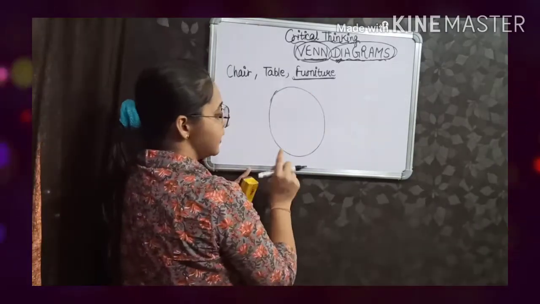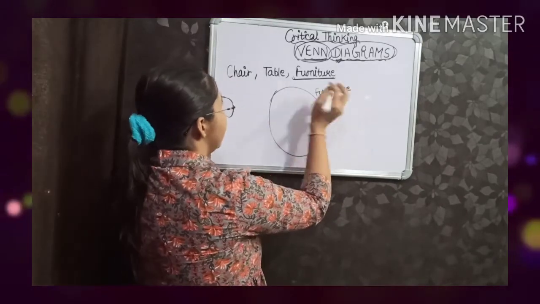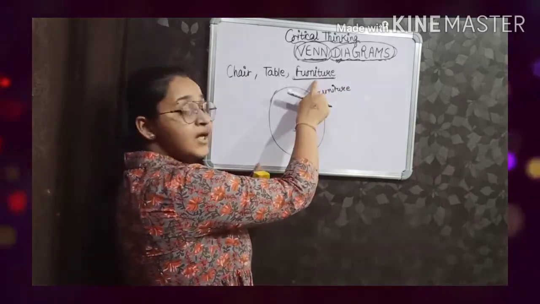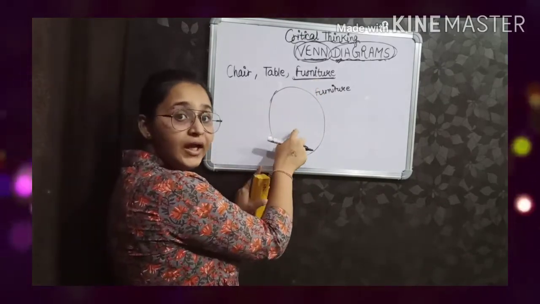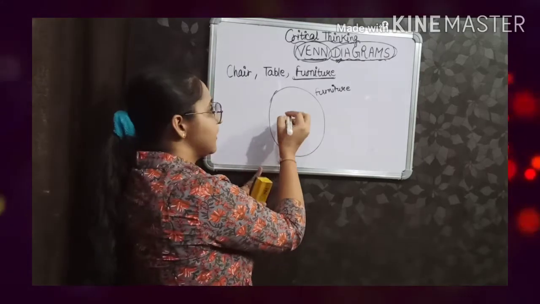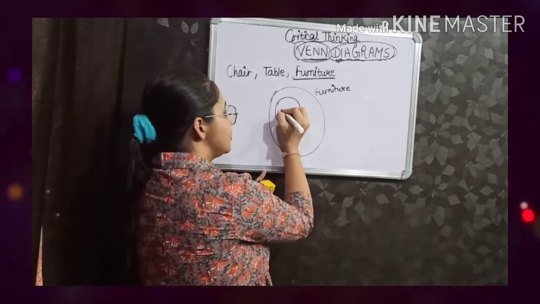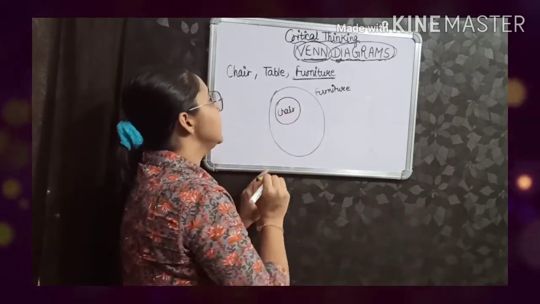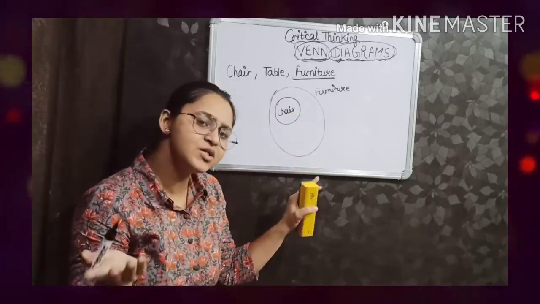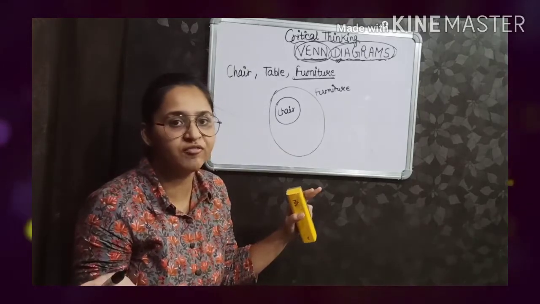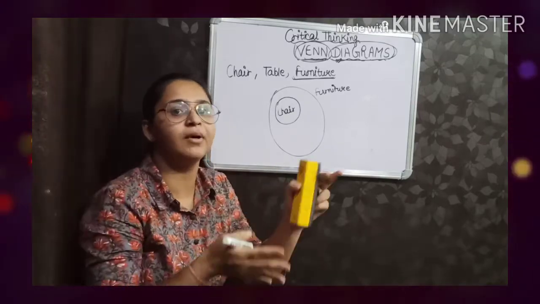Okay, this is the circle for furniture. I am writing here. Now see, chair comes under furniture. It means I will draw my circle for chair inside this circle, inside furniture. So here I am drawing chair. Now see, table. Is there any relation between chair and table? Or are these two different things? Obviously these are two different things. There is no relation. We cannot say that chair comes under table or table comes under chair.